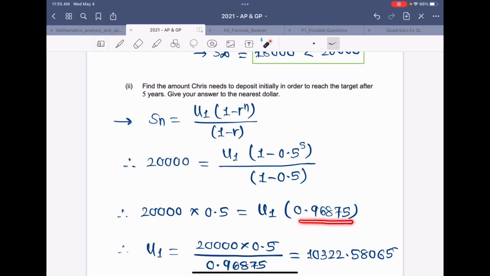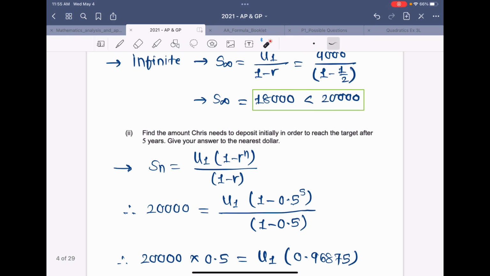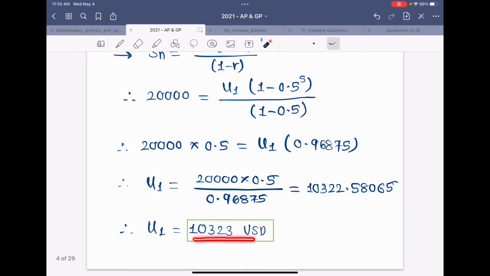This quantity is coming as 0.96875. So isolate U1 by dividing both sides by 0.96875. So 20,000 times 0.5 divided by 0.96875. I am getting a value of 10322.58065, which to the nearest dollar, the answer is 10323 USD. Thank you.